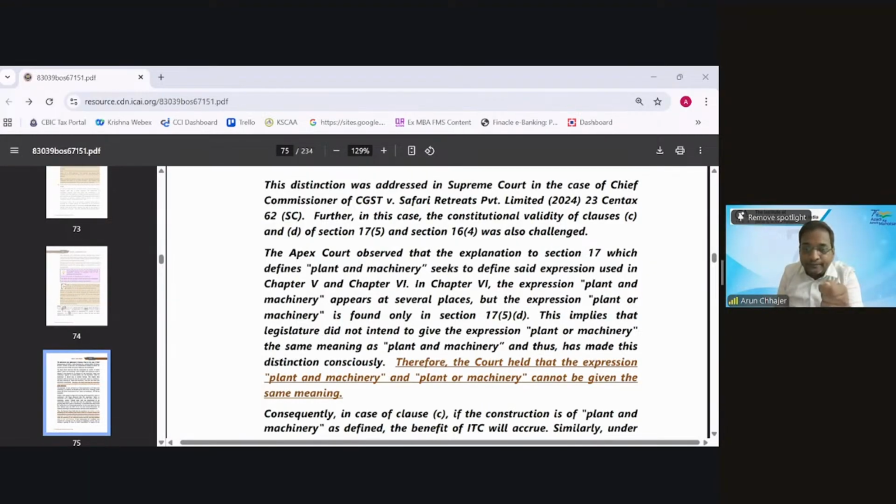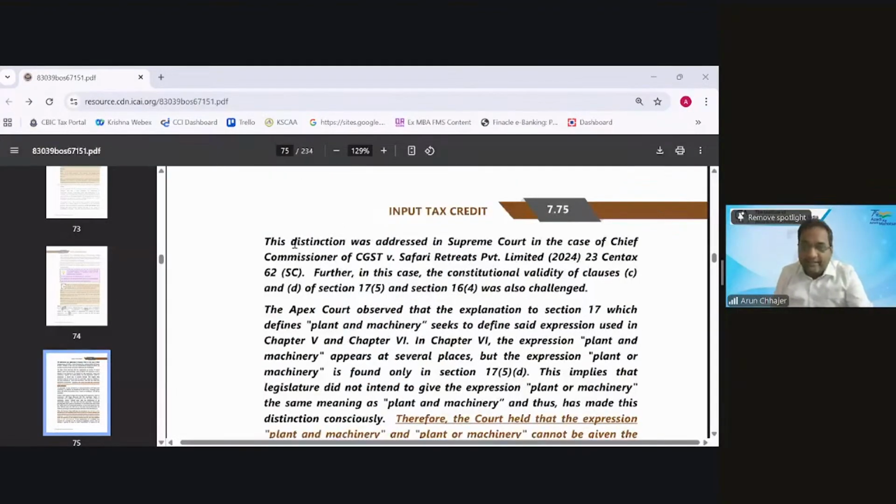But the only problem, they are saying on his own account. Clause D, they will use the words on his own account. So it is completely the intention of the legislator to allow or not to allow. The distinction was addressed in the Supreme Court. The Honorable Supreme Court has given the judgment in which the constitutional validity of clauses C and D and 16(4) was challenged.